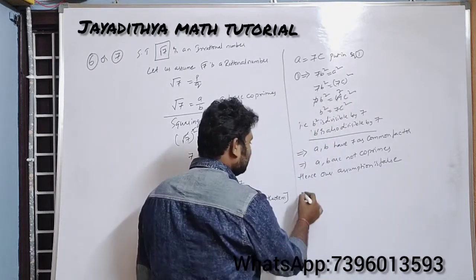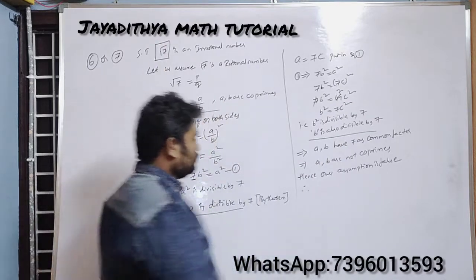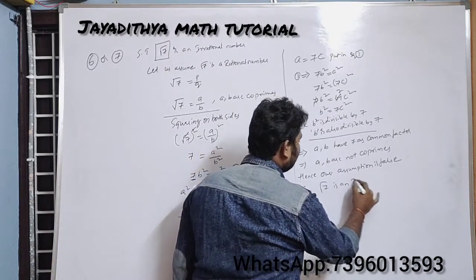Hence our assumption is false. Therefore what you can say here is that root 7 is an irrational number.